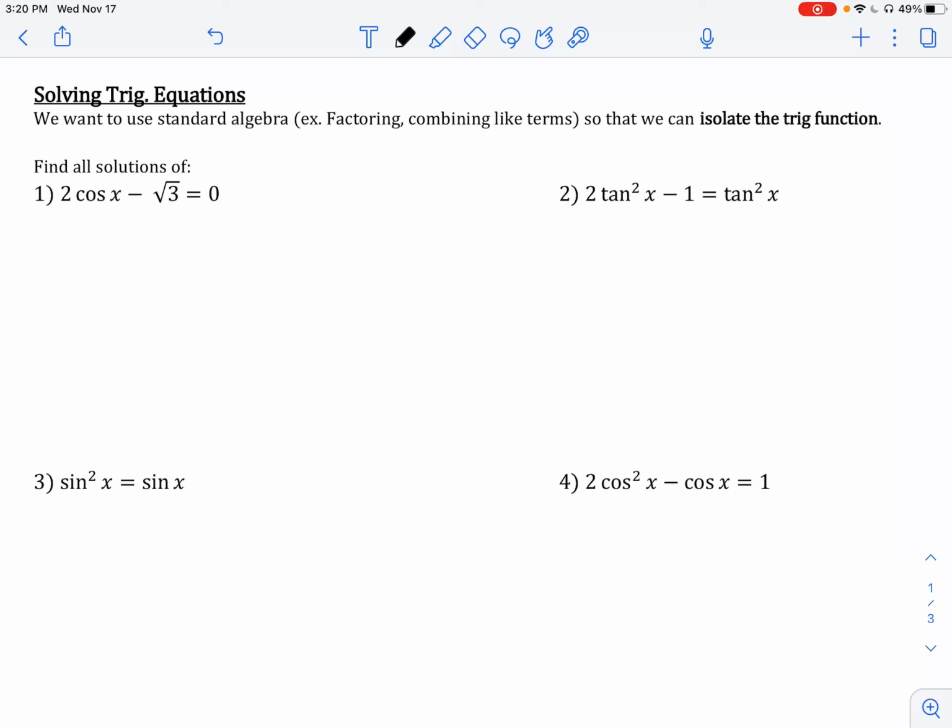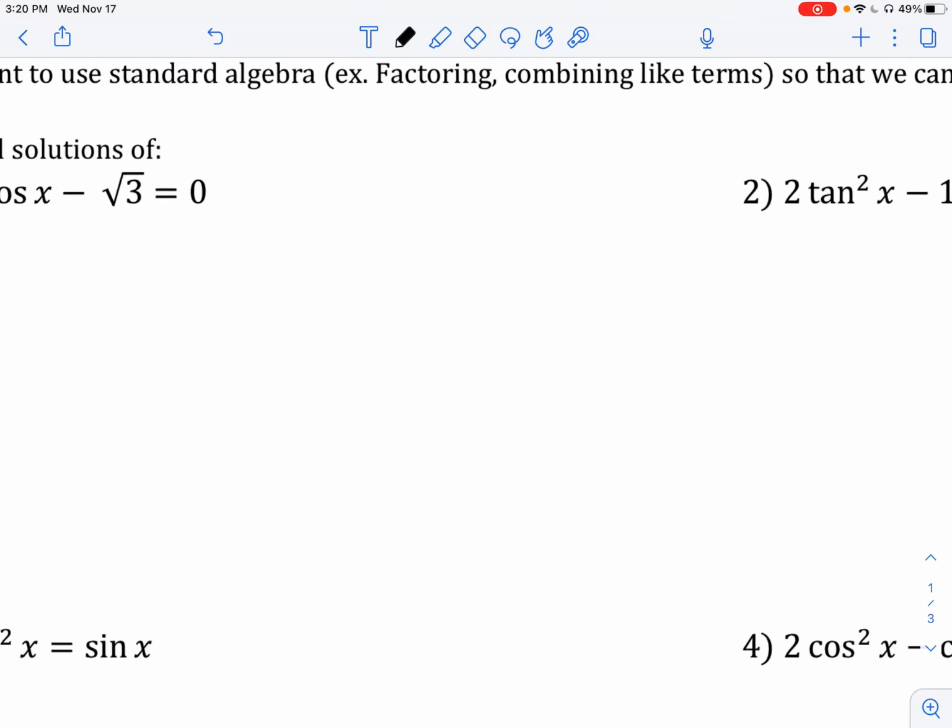Let's talk about solving trigonometric equations. And solving trig equations initially isn't really all that different from solving any equation algebraically. That is to say, we want to use our standard algebraic practices, things like factoring or combining like terms, so that we can isolate the trigonometric function. And from there, that's where the trigonometry kicks in, trying to figure out what values of x satisfy that trigonometric equation. So let's go through and do a couple of examples of this.